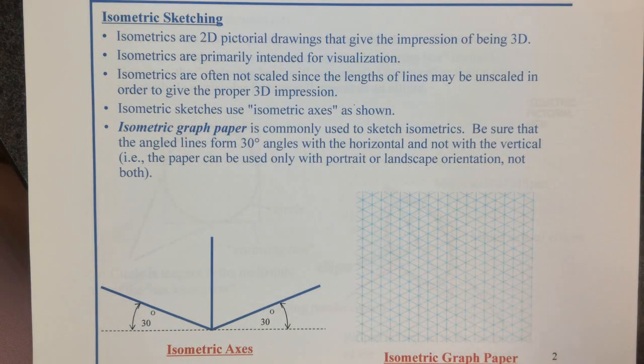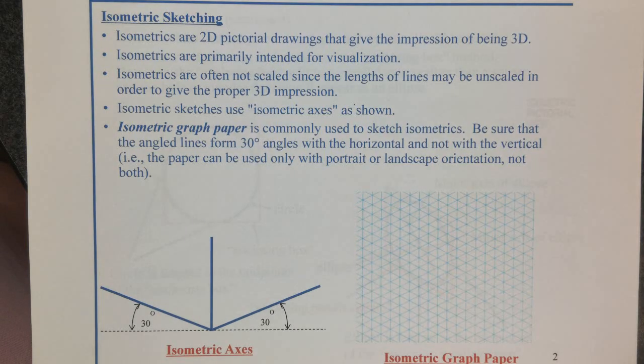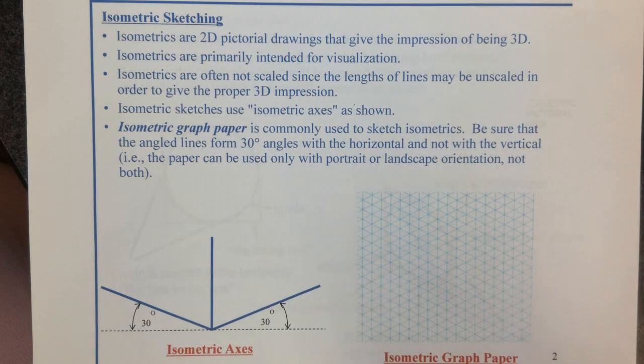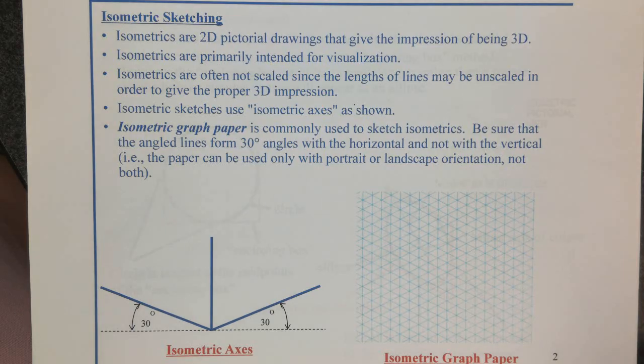Isometrics are 2D pictorial drawings. They're pictures. They're not three-dimensional drawings. Even though they look like they're three-dimensional, they're not. They're two-dimensional drawings that give the impression of being 3D. The primary purpose for isometric drawings is visualization. It gives the person a picture of what it looks like. Often they're not scaled to true length or true scale. So a lot of times we don't dimension isometrics, but you can dimension isometric drawings. We're just not going to do so in this class.